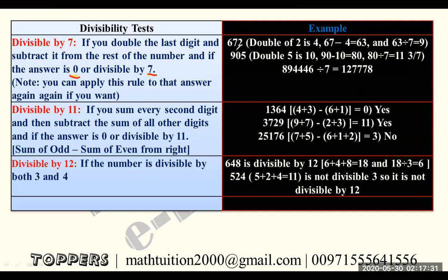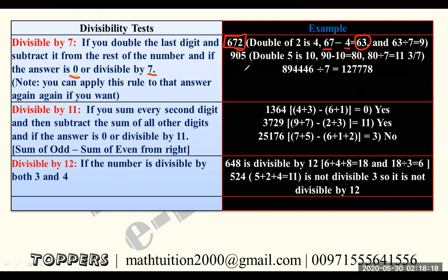Okay, fine. The example, 672. So what is the last digit? 2. Double the last digit and subtract that from the remaining part of the number. When you double 2, you will get 4. That you have to subtract from the remaining number, that is 67. So 67 minus 4 is 63. 63 is coming in the table of 7, right? 7 nines are 63. So 672, this number is divisible by 7.